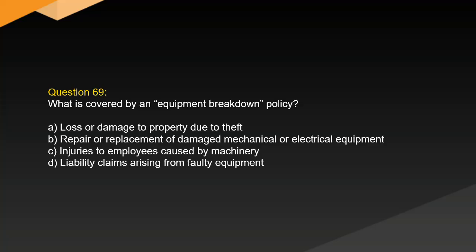Question 69. What is covered by an equipment breakdown policy? A. Loss or damage to property due to theft. B. Repair or replacement of damaged mechanical or electrical equipment. C. Injuries to employees caused by machinery. D. Liability claims arising from faulty equipment.